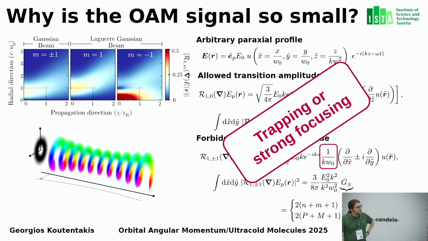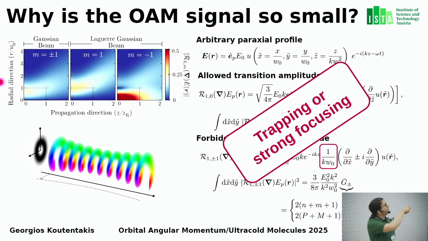So what we can do to actually fix this problem is, first, we can go to strong focusing. This is somewhere we're very much working on, where we can trap the thing. Why can we trap the thing?